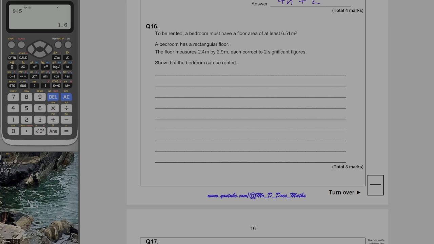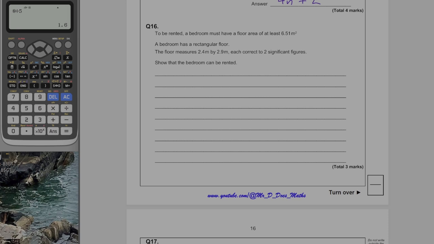Right, question 16. To be rented, a bedroom must have a floor area of at least 6.51 meters squared. A bedroom has a rectangular floor. The floor measures 2.4 by 2.9, each correct to 2 significant figures. Show that the bedroom can be rented. Okay, so I'm going to take the minimum value of each of them and work out the area, because it needs to be at least.